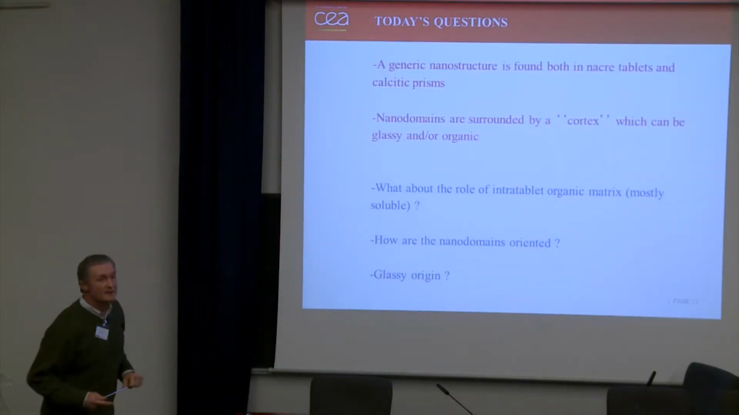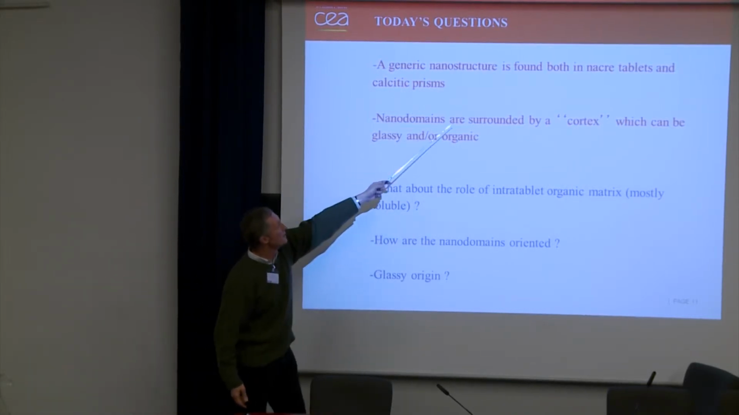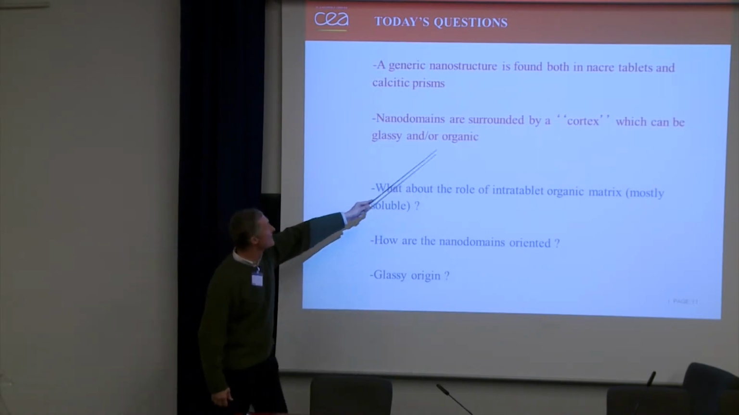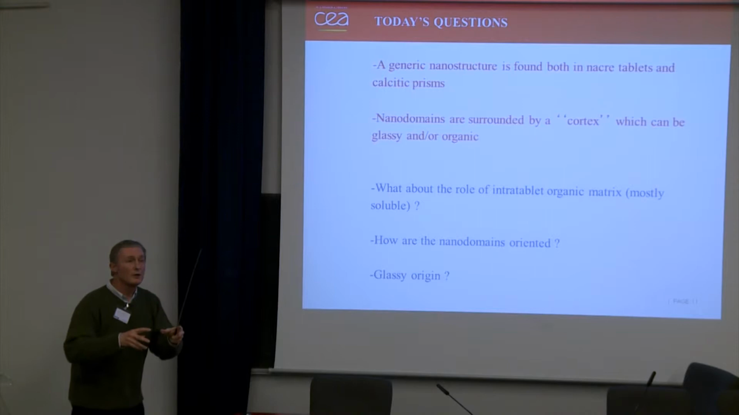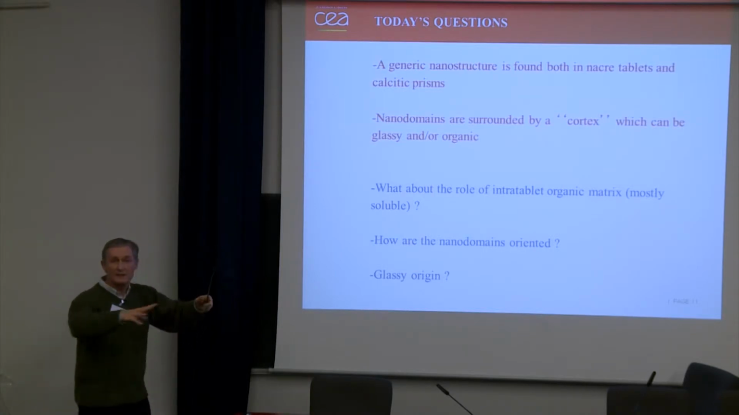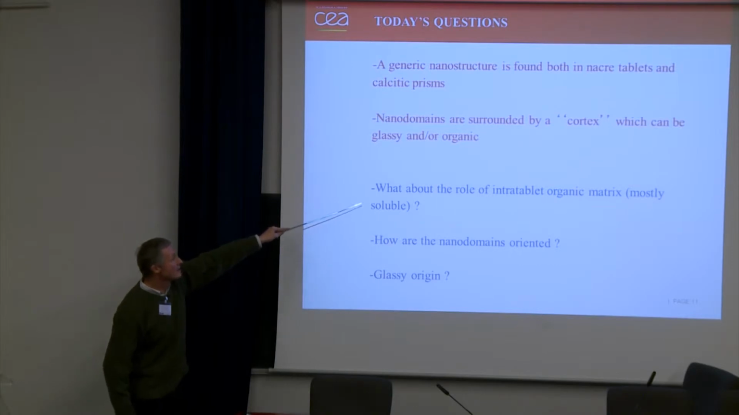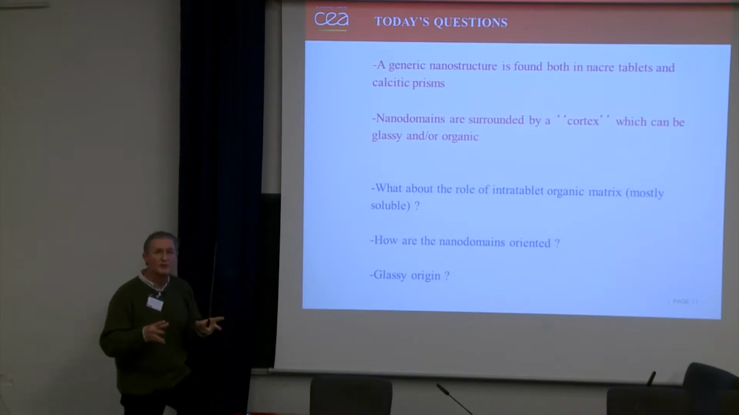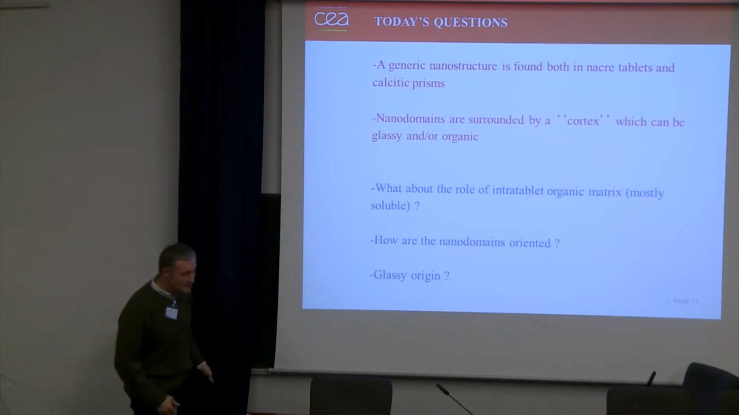So today's questions are the following. There is a kind of generic nanostructure which can be found in nacre tablets and also in calcitic prisms. We have seen that these nano domains are surrounded by a cortex of a different nature. If the center of the grain is calcium carbonate, outside of the grain you could have organic matter, but it could also be glassy material. So the question we raise is, what is the role of this organic matrix, and precisely of the intratablet matrix, which I told you is mostly soluble molecules? Can it drive the orientation of nanodomains? Is there a glassy origin?